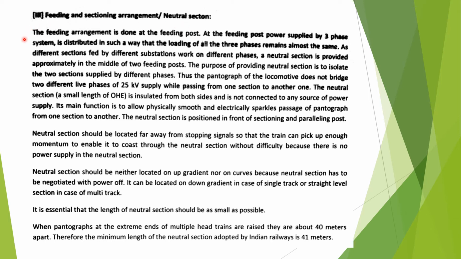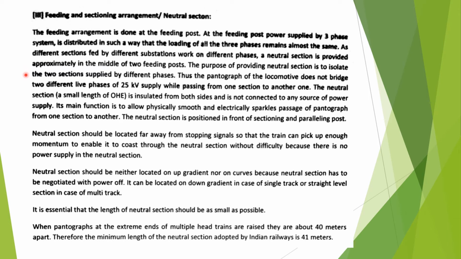Now at the feeding post, power supplied by three-phase system is distributed in such a way that the loading of all the three phases remains almost the same. As different sections fed by different substations work on different phases, a neutral section is provided approximately in the middle of the two feeding posts. The purpose of providing the neutral section is to isolate the two sections supplied by different phases.